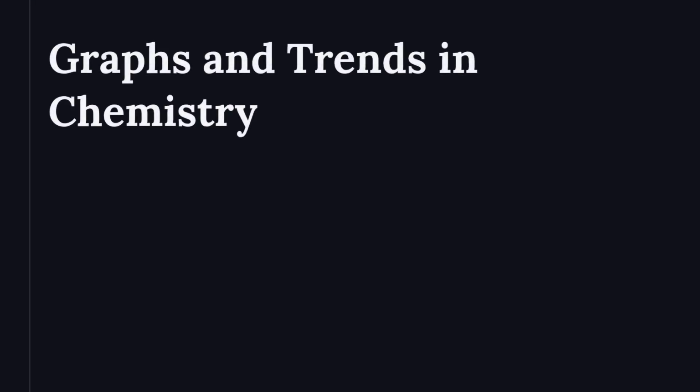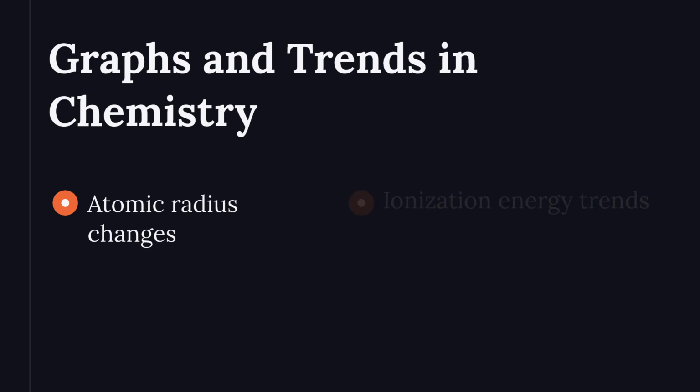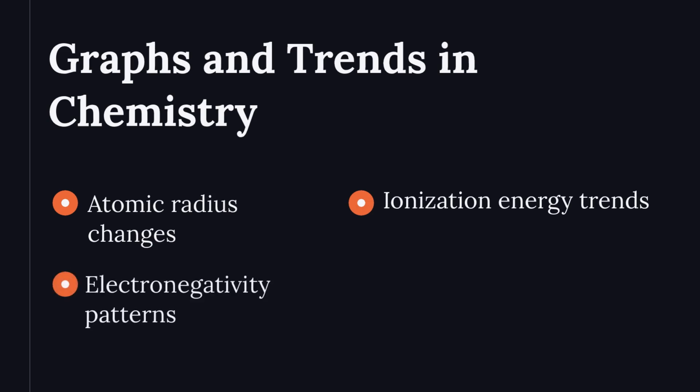Graphs illustrate how element properties change in the periodic table. Trends include atomic radius, ionization energy, and electronegativity. These trends show predictable patterns. Understanding them aids in chemical predictions. Graphical interpretation is crucial.